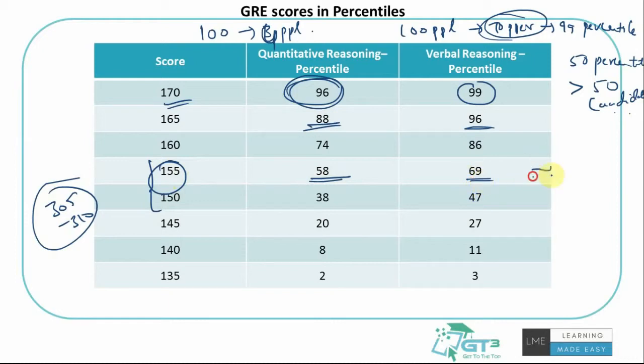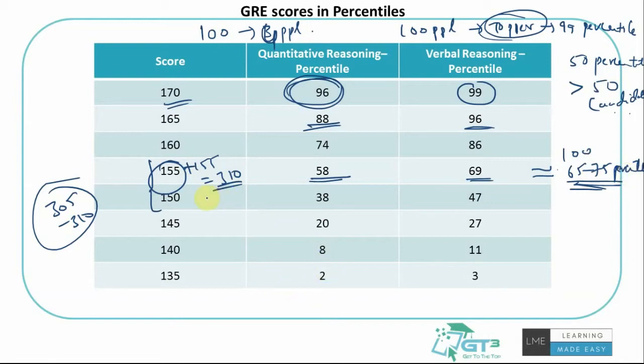So approximately, out of every 100 candidates, I would put you somewhere around 65 to 75 percentile if you score 155 plus 155, that's 310 as your GRE score. That means you are scoring better than 65 to 75 candidates out of every 100. That's pretty much achievable.